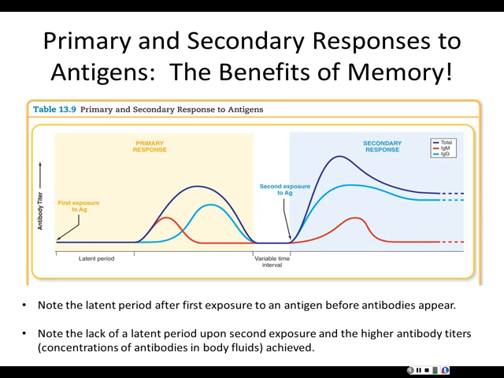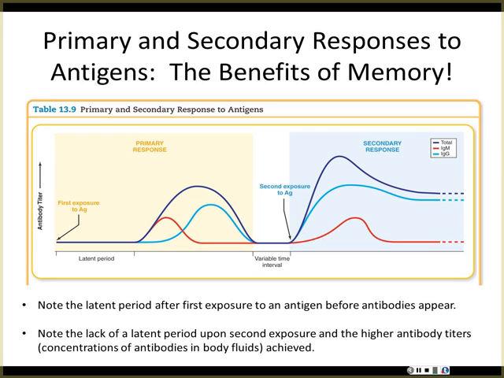Okay, so I've been talking about how these memory cells, these memory B cells, memory T cells, help you respond much more quickly the next time you get exposed to the same foreign substance, whatever it may be. And this is what this graph is showing you. It's primary response versus secondary response. Primary response is your third line of defense. How long does it take for it to react to something foreign to the body? Secondary response is the next time you get exposed to the same thing.